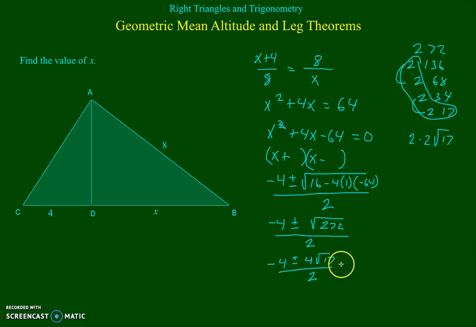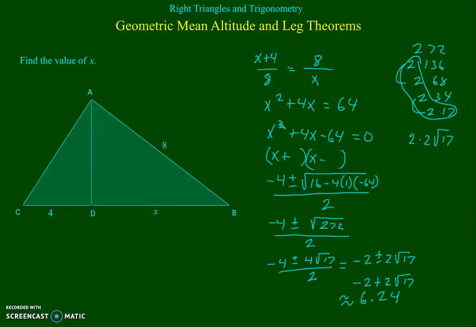We can cancel out a 2 here, so that's going to be negative 2 plus or minus 2 square roots of 17. So these are our exact values. Now, since we're looking for a side length, an x, we can eliminate the negative square root here. So our value is actually negative 2 plus 2 square roots of 17, which is approximately 6.24. Now, we could have done this another way.